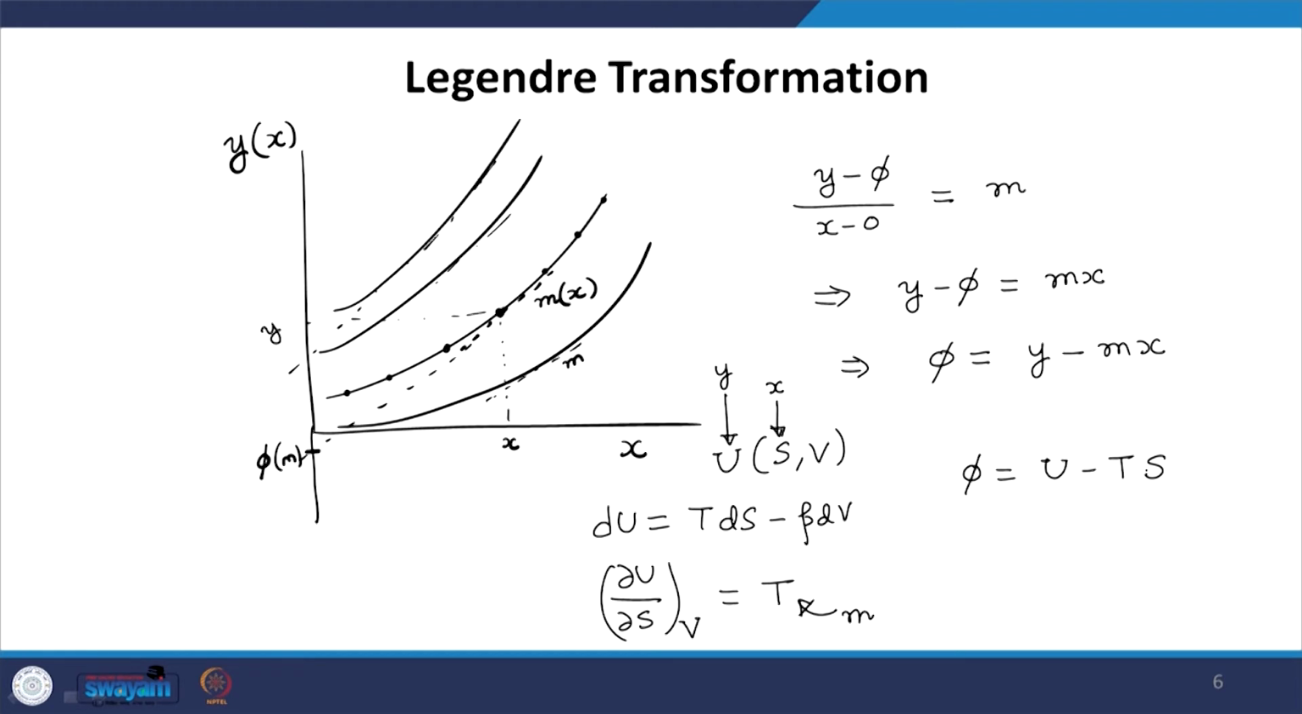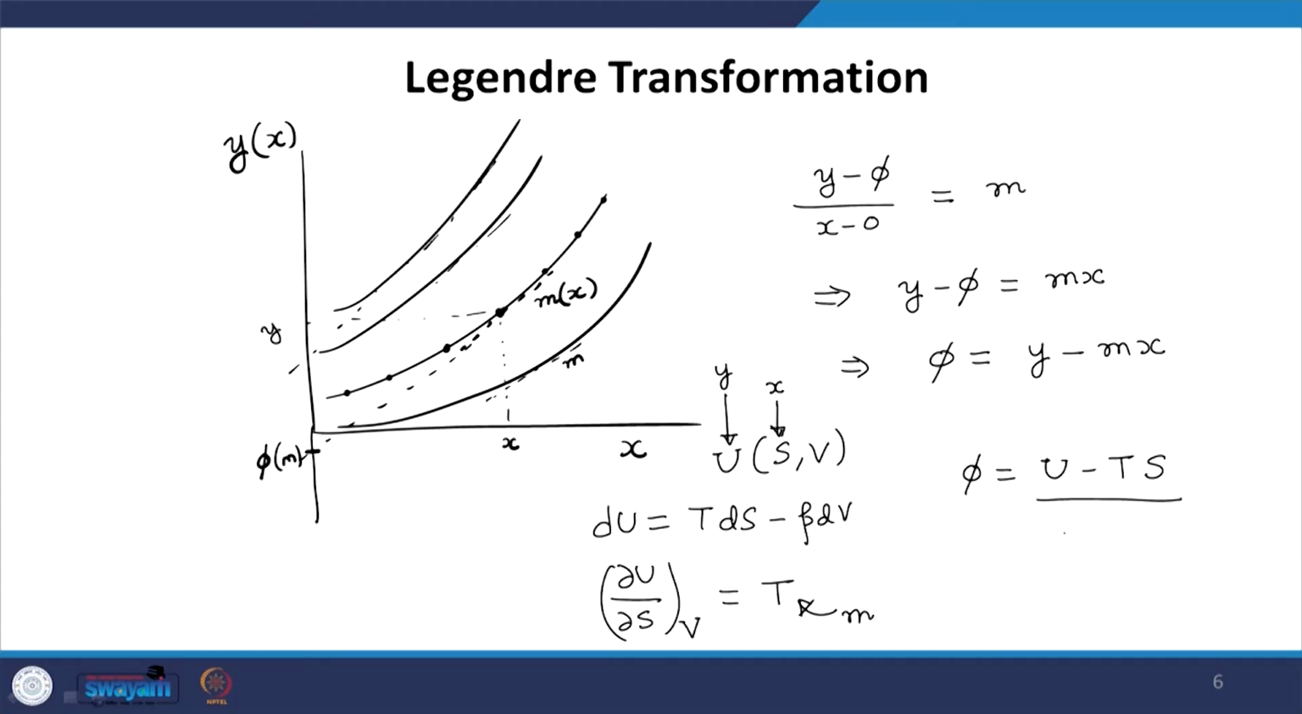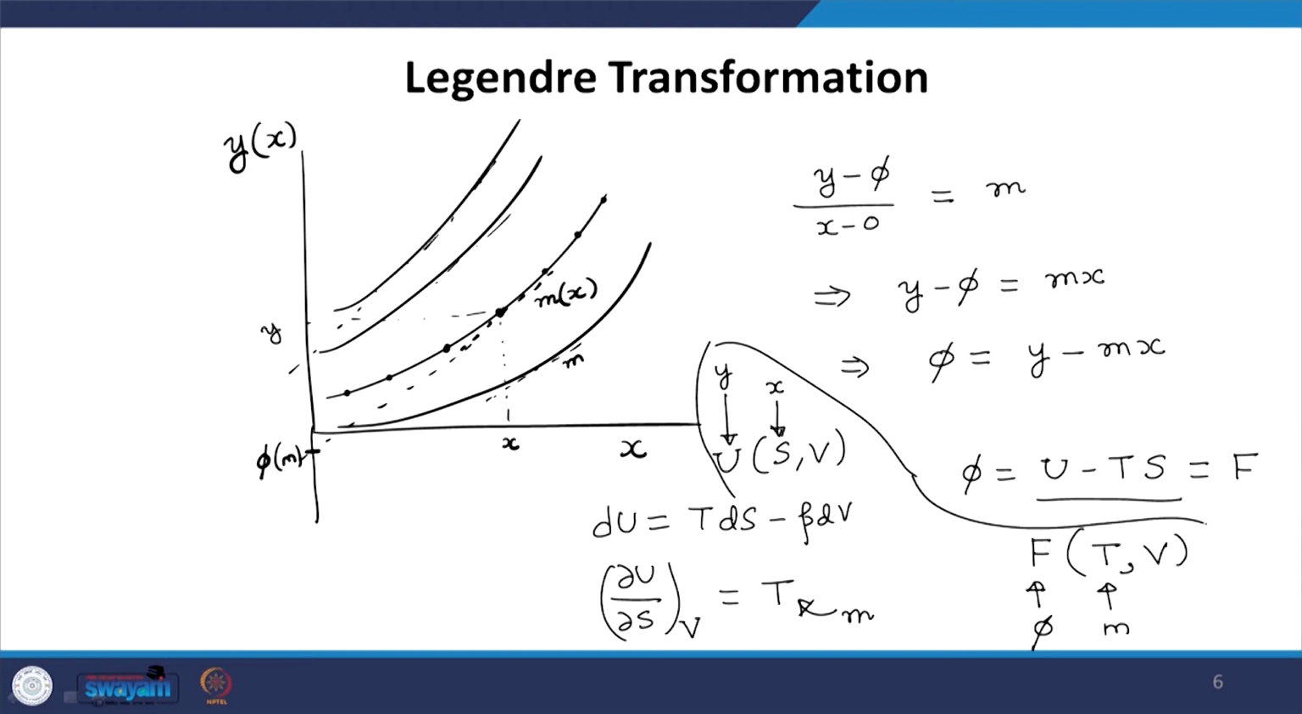So, this means that instead of defining u, I can define a function u minus Ts, and u minus Ts is no longer going to be a function of s and v. Instead, u minus Ts is going to be a function of T and V. So, both y and x I am replacing with phi and m. Let me call this function F. So, this function is going to be a function of T and V. So, this becomes my phi and this becomes my m. This transformation that we have done is what is known as the Legendre transformation.